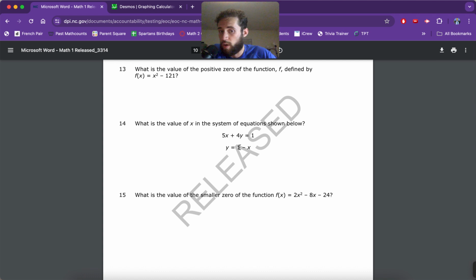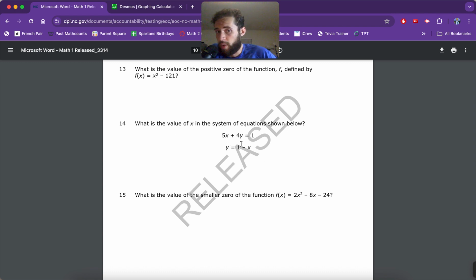So 4 times 1 and 4 times negative x, right? Because you're not multiplying part of y by 4, you're multiplying all of y. So 5x plus 4 times 1 is 4, plus 4 times negative x is negative 4x. So 5x minus 4x is just x. We'd get x plus 4 equals 1. That's nice because x is already alone. Just subtract 4 from both sides, and you get x equals 1 minus 4, which is negative 3. So x equals negative 3 would be your answer here.